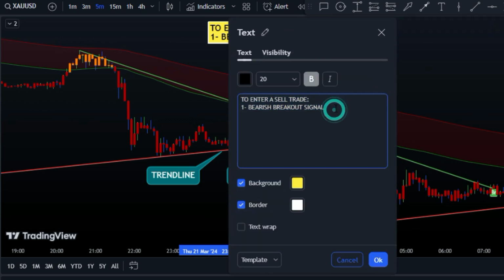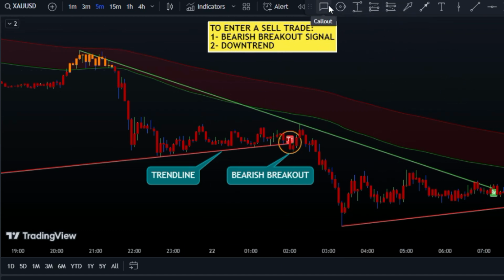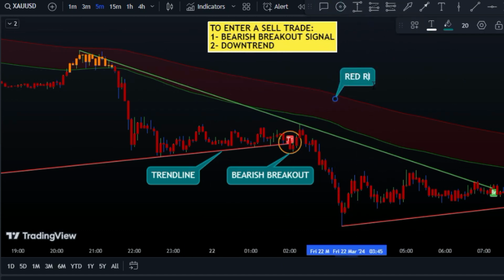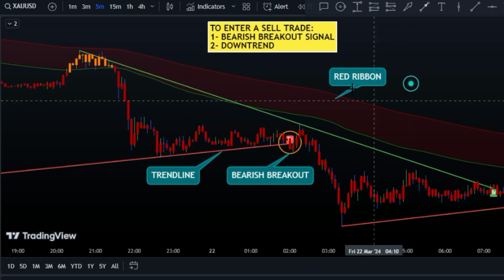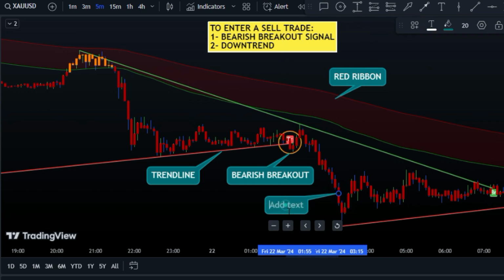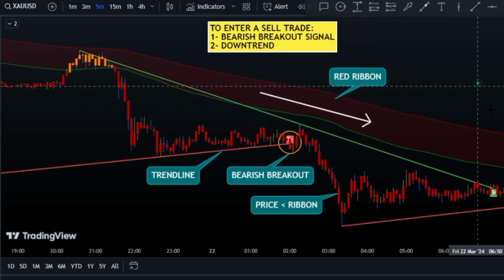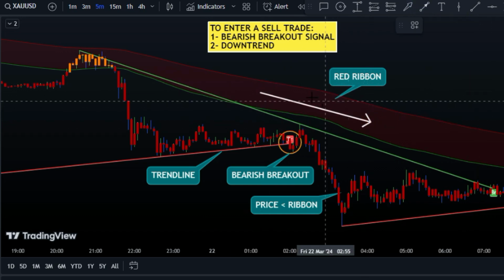Next, check the MA ribbon color bars indicator to confirm that the trend is really moving downward. If the price is below the ribbon, you're good to go. And once both these conditions are met, it's time to make a move and enter a sell trade.